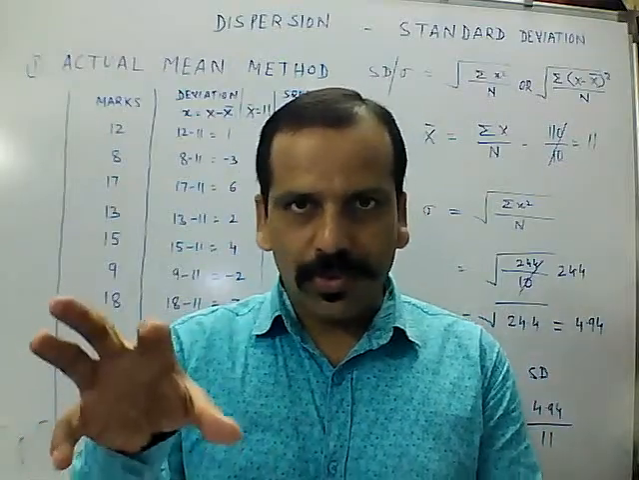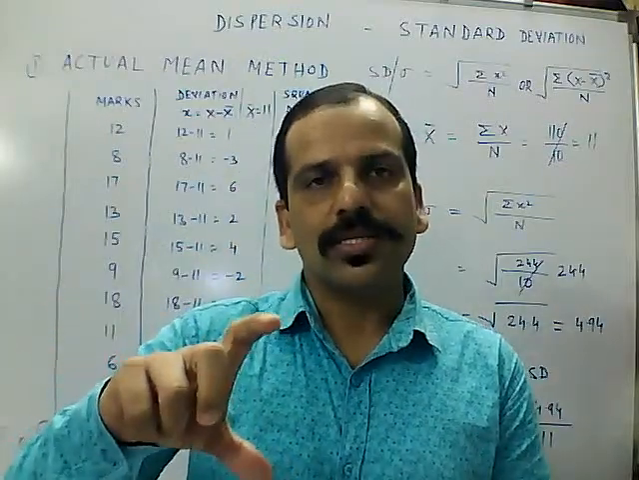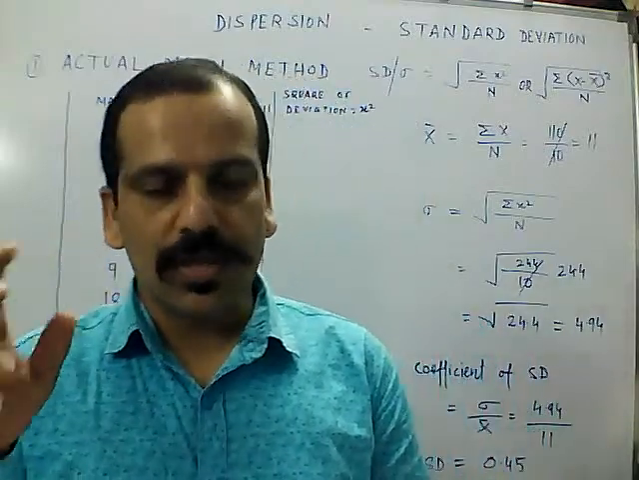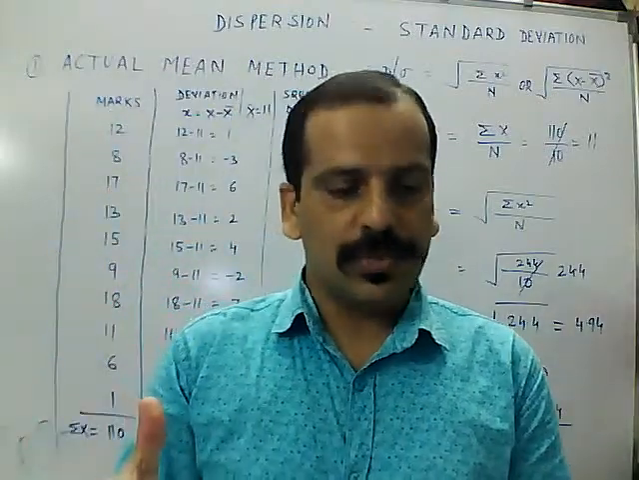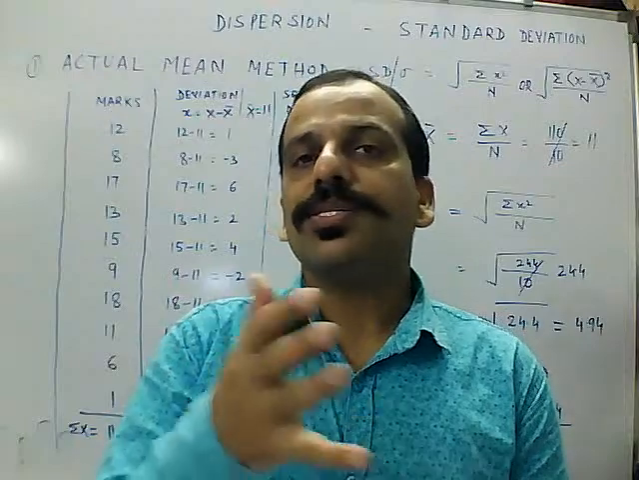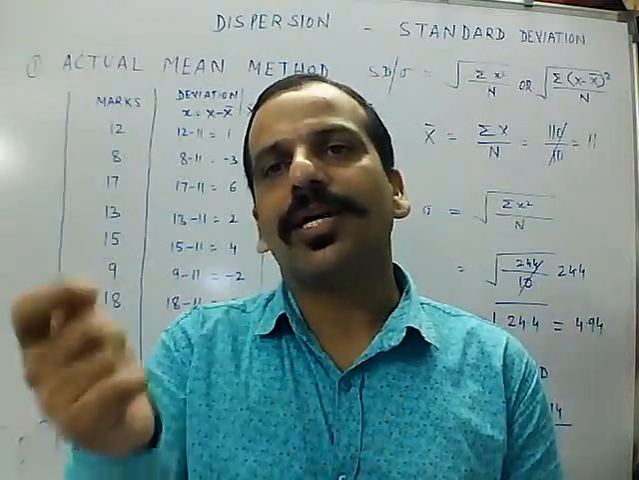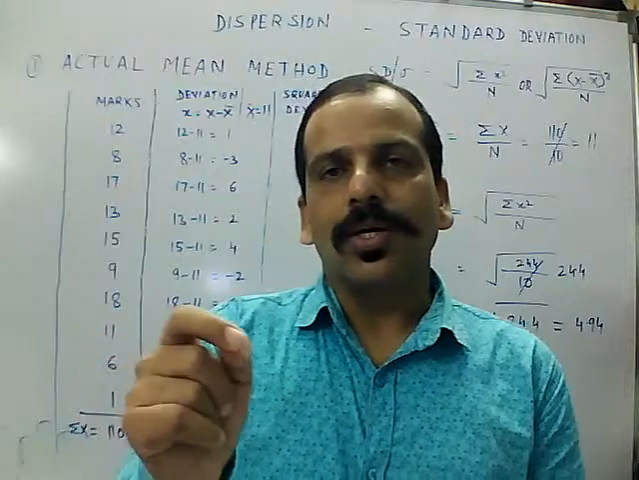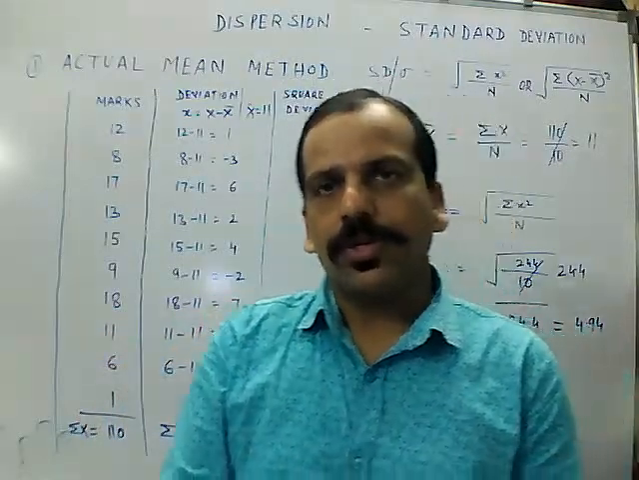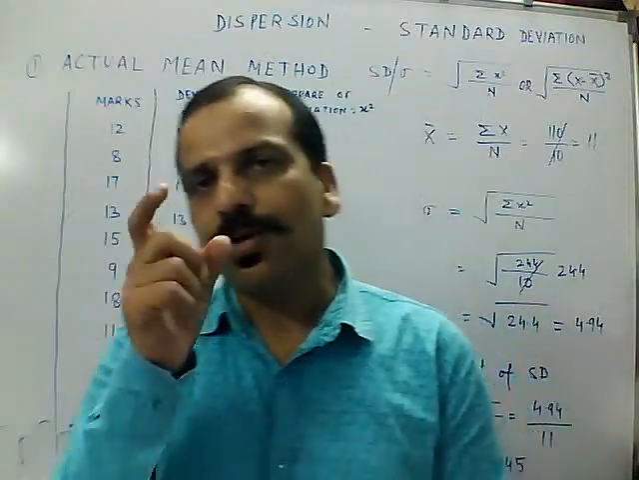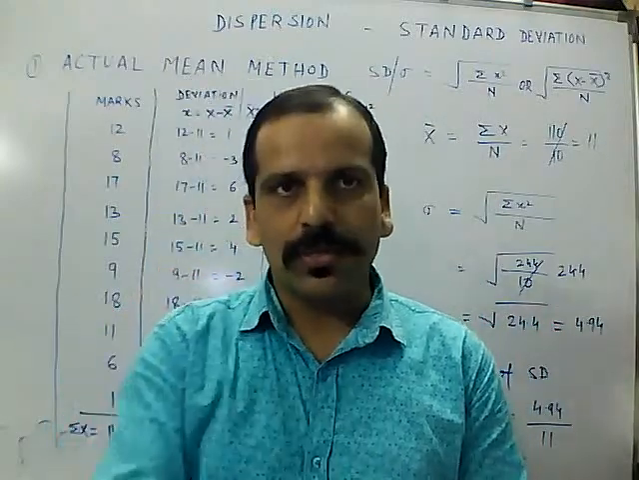Now is it clear about the dispersion? Dispersion measures the variation of the items. It measures the variation, say from 92 to 88 or 95, to the rest of the values. That variation we have to measure in the dispersion.